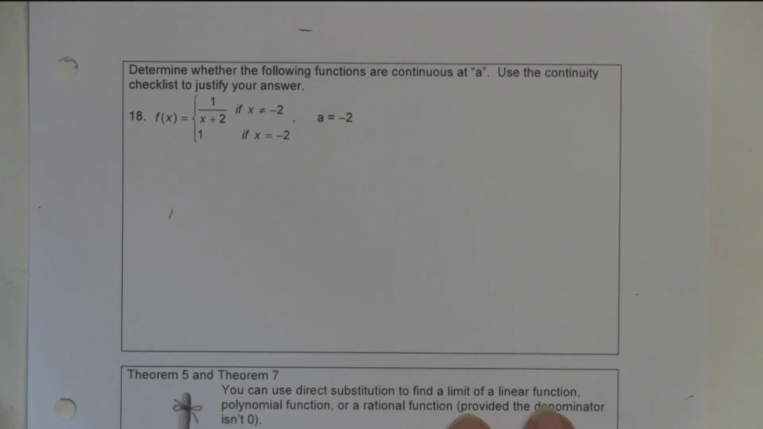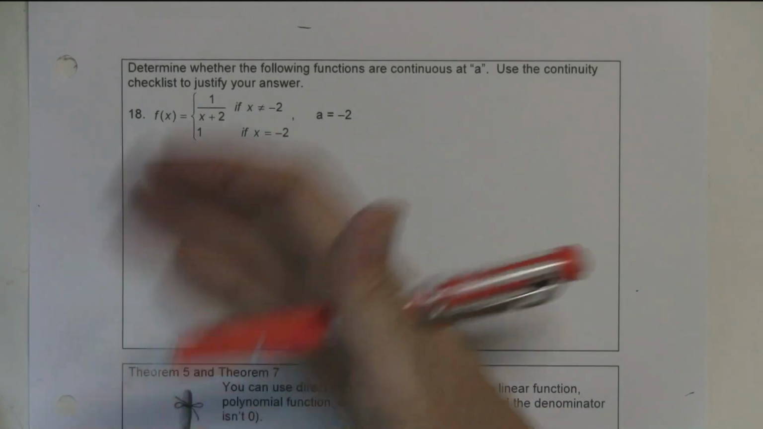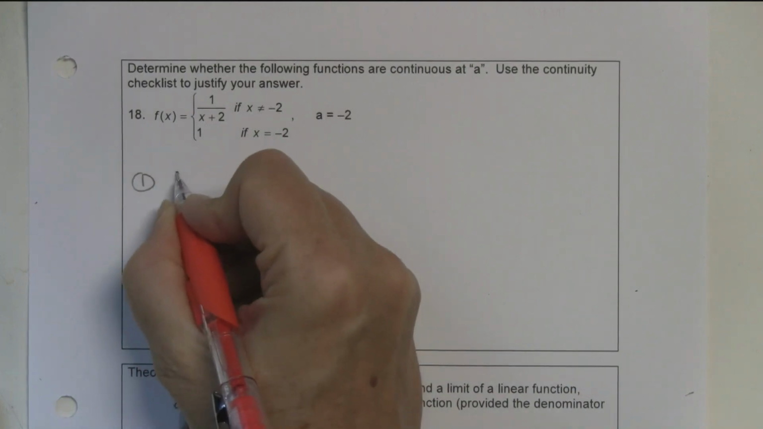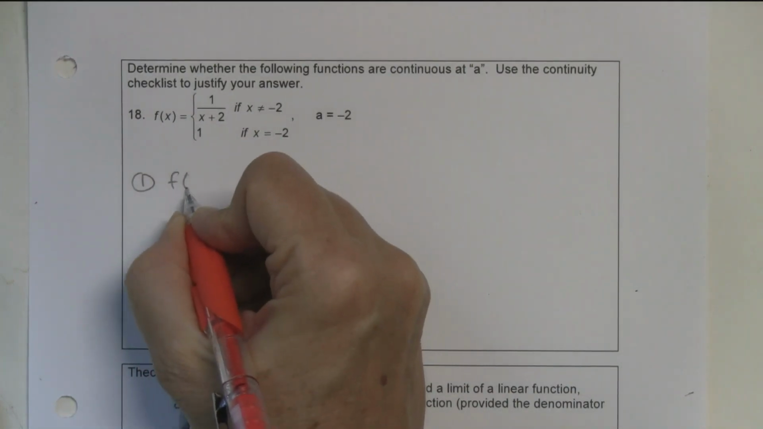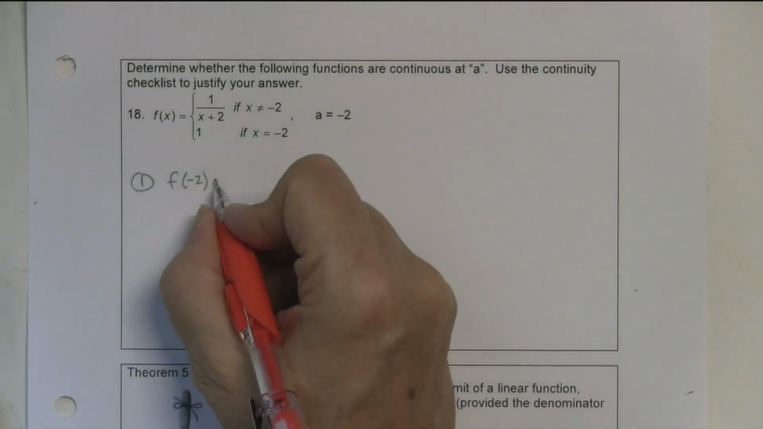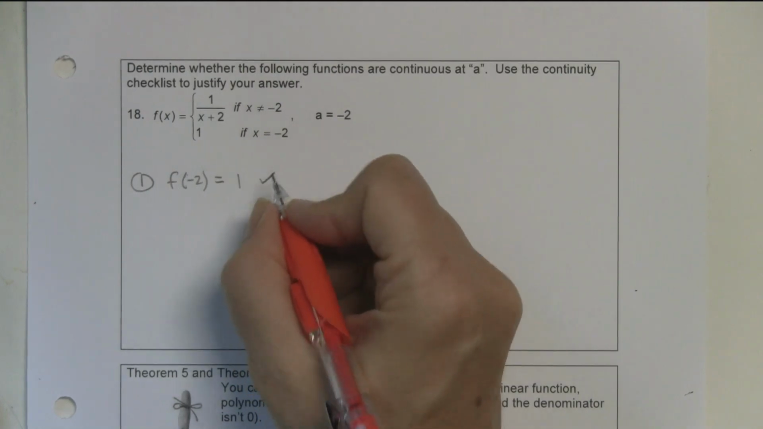So this is asking us, is it continuous at a? Use the continuity checklist to verify your answer. So the first thing I want to find out is, what about f at a, f at -2? Is that defined? And the answer is, yeah, it's equal to 1, right? If x is -2, so great.